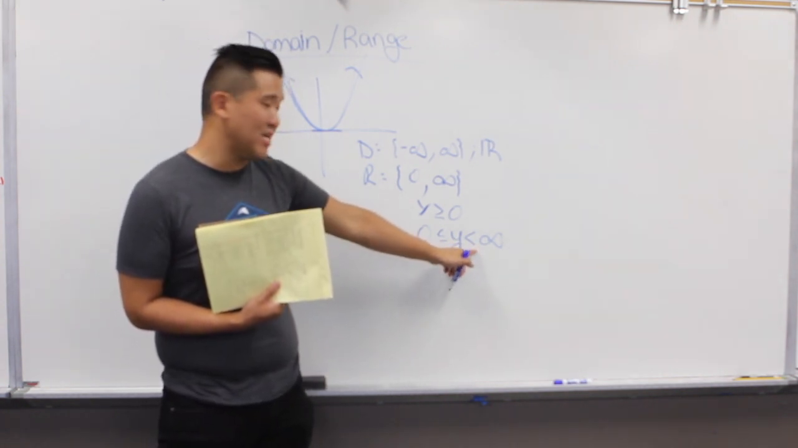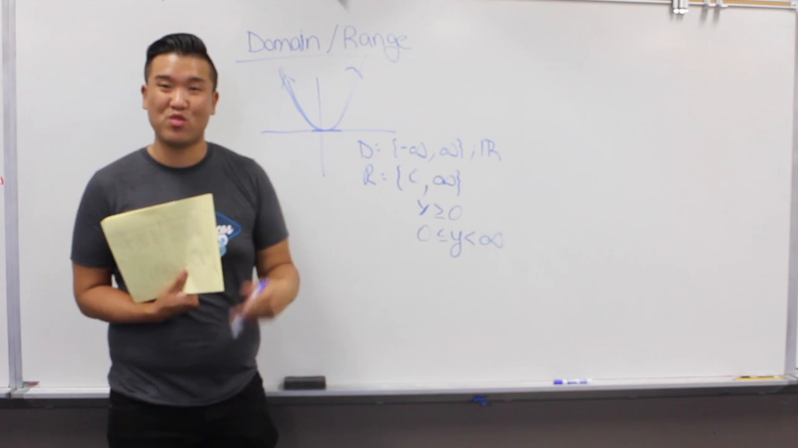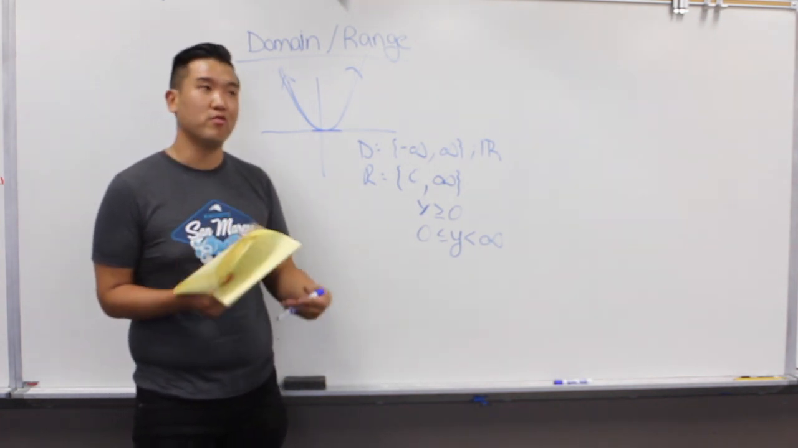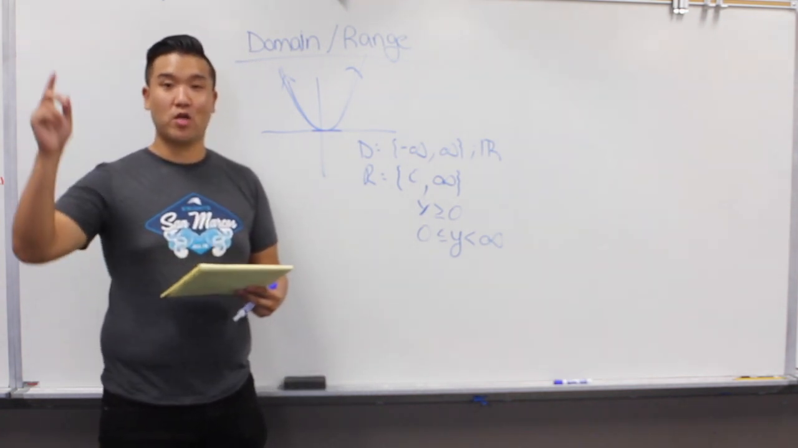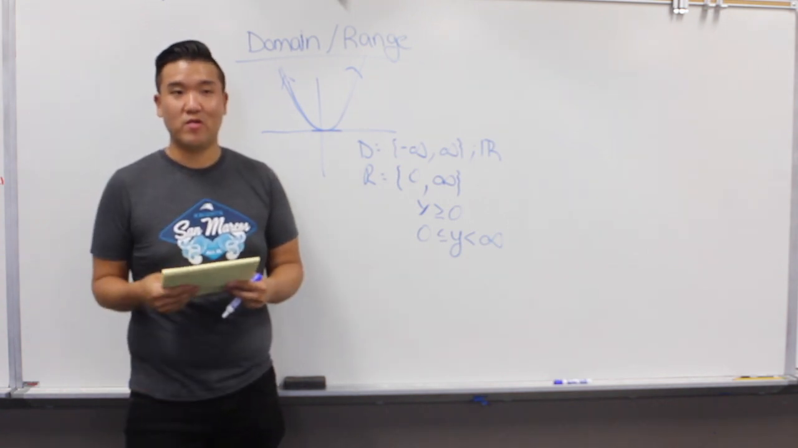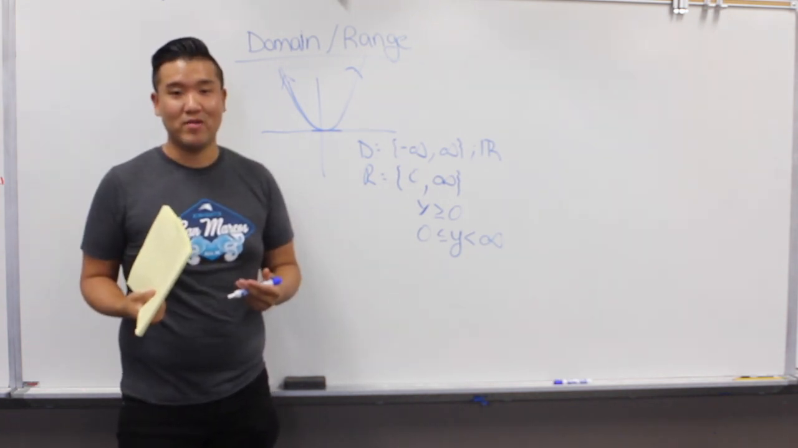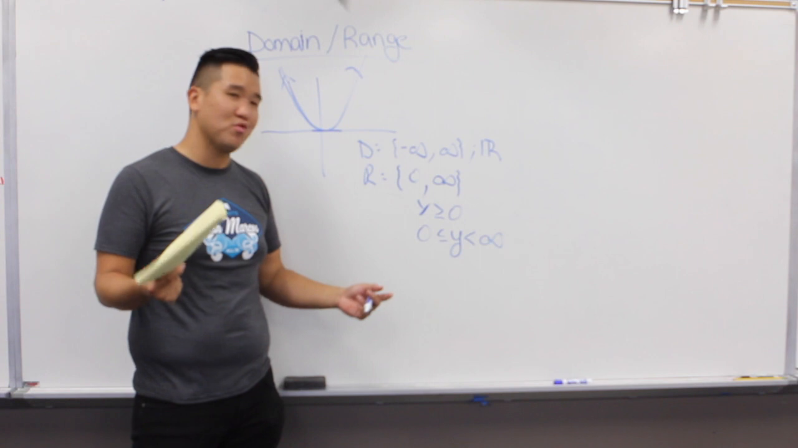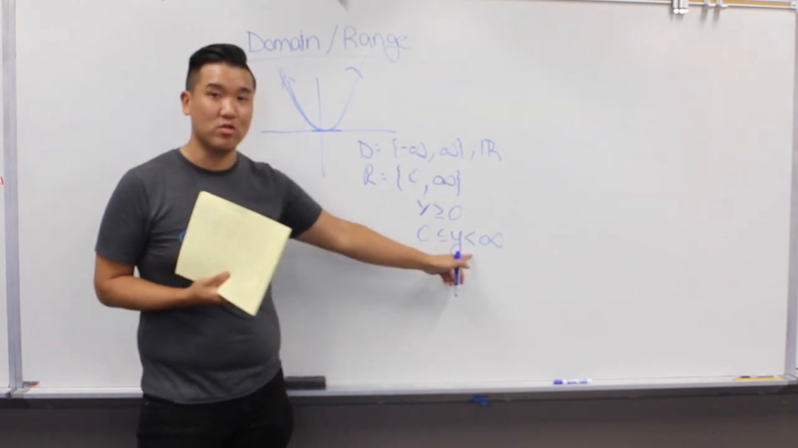The reason why it's less than infinity, not equal to infinity, is because we can never get to infinity. So for example, if I tell you to go run to infinity, where is that? We can never get there. So it's because we can't get there, we can't say it's equal to.